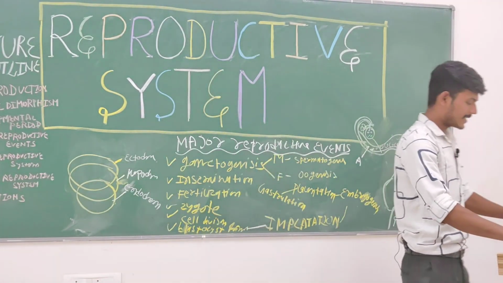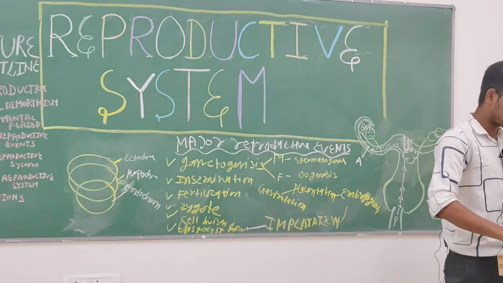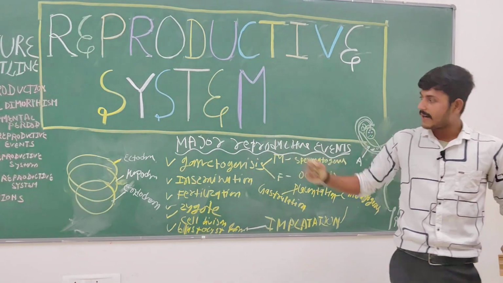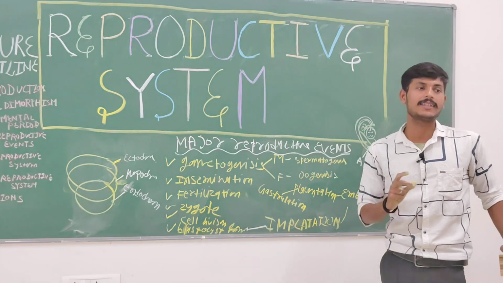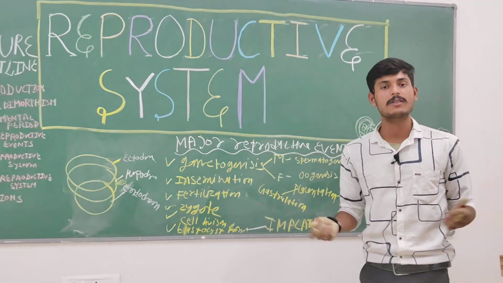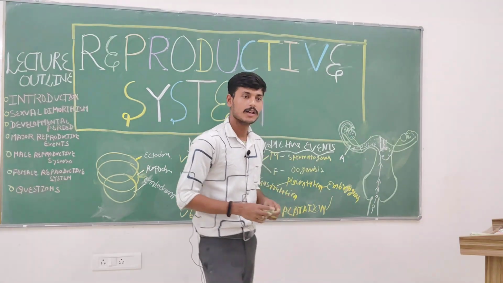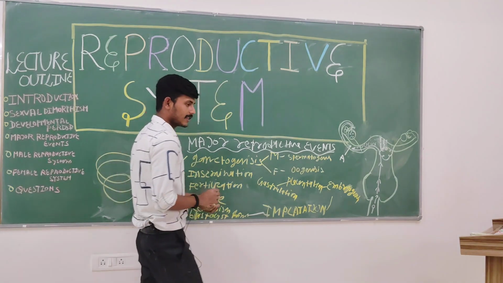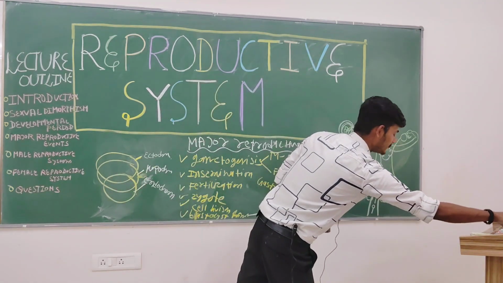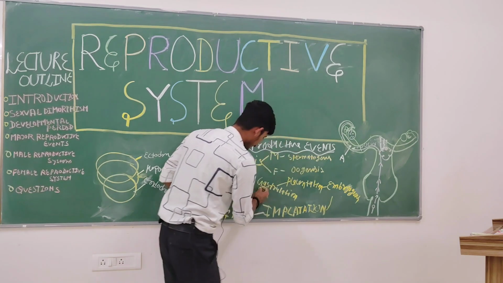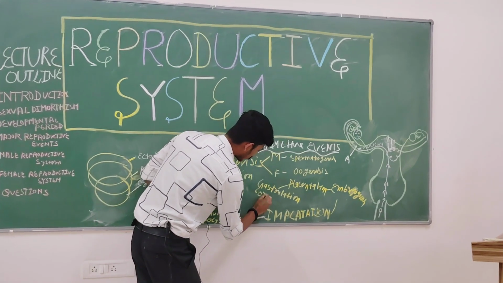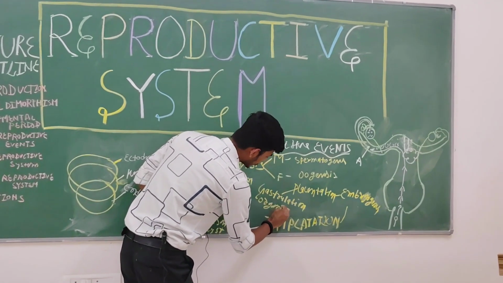Once this germinal layer forms, from the germinal layer there is a formation of organs, and this formation of organs is simply termed as organogenesis. Now where do I have to write it? Okay, they are called organogenesis.